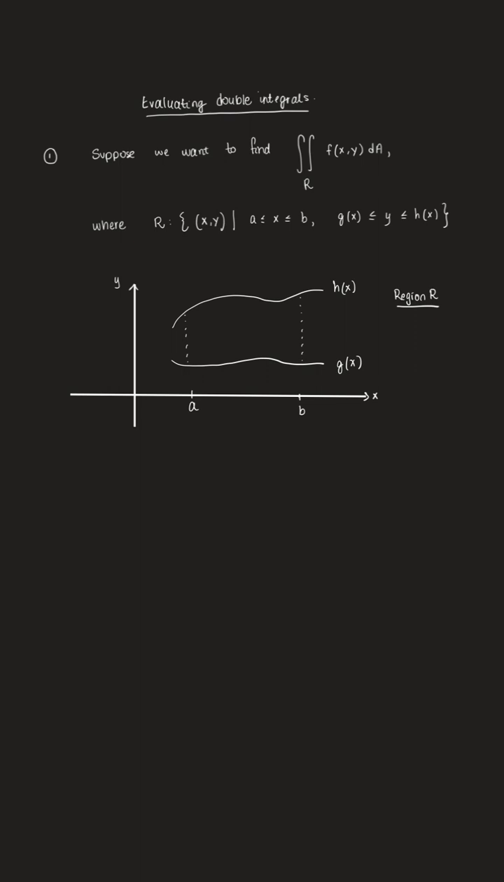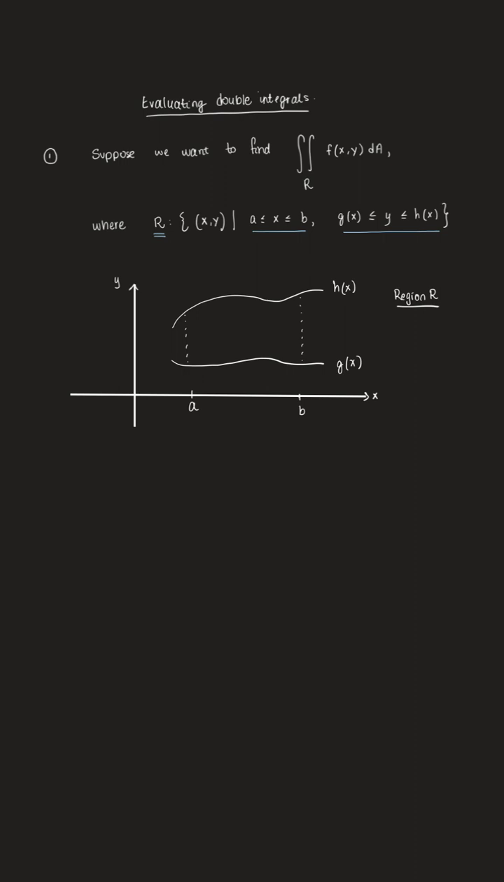So suppose we want to find the double integral over the region R, where R is a general region, of f of x, y, dA. So we're still trying to find volume. And our region R is described as the x values are between two constants, but the y values are between two simple functions, g of x and h of x.